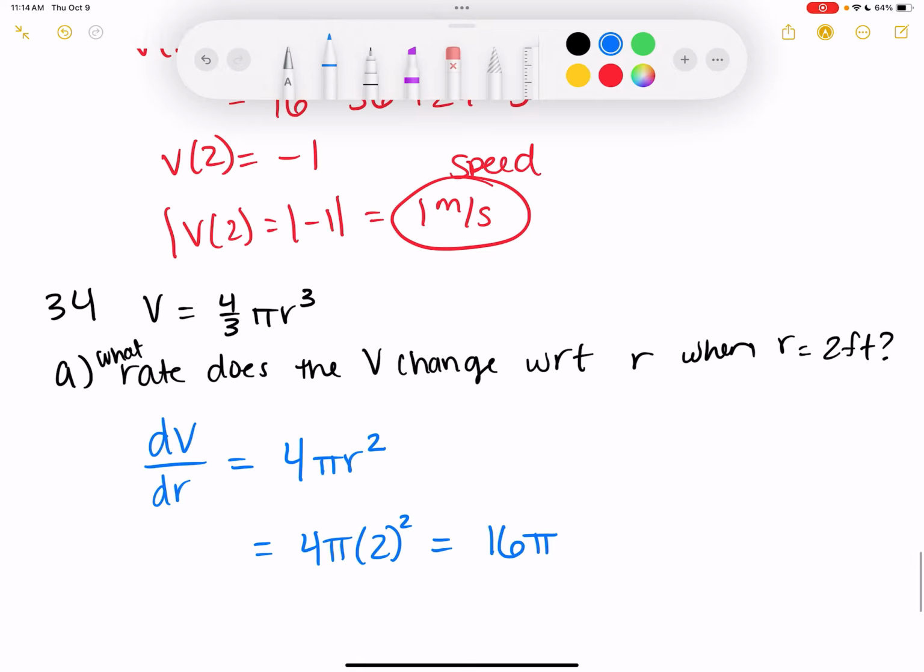And then the units on these are a little weird, but it's cubic feet of volume per foot of radius. Or you could say feet cubed of volume per foot of radius. It's kind of a lot, but that's technically the units on there.